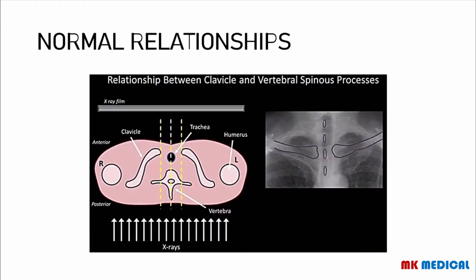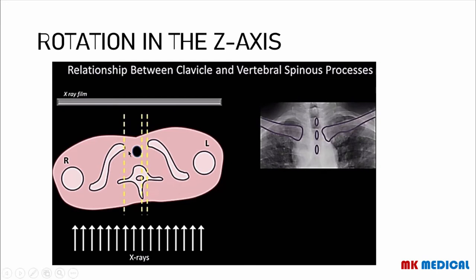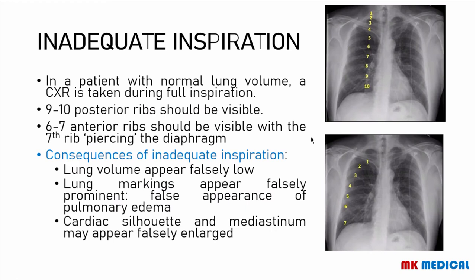So here's an example of what I mean. If the x-ray beam is entering from a posterior to anterior aspect, you have the x-ray film here and you have the x-rays entering there, you see that the distance between the spinous process and the medial ends of the clavicle should be equal. So if we measure this distance from here to here, and we measure this distance from here to here, this distance should be equal. So if the person rotates in the z-axis, we'll see that this spinous process would have moved much closer to this clavicle end here. So it will appear like this. So this distance will be much shorter than this distance, which appears longer. That's when a patient rotates in the z-axis.